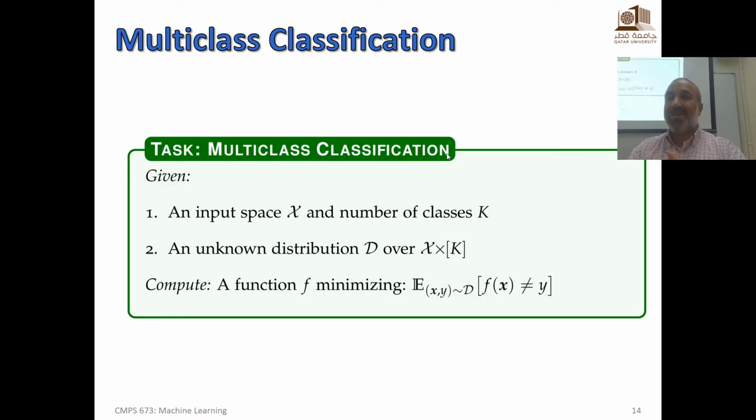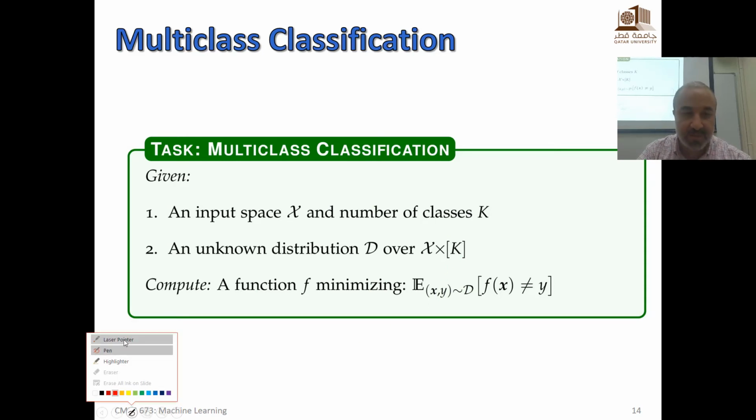So multi-class classification. This is the definition. If you see the definition here, the only difference between this and the binary classification is this K. So the label now is not positive or negative. It is one from K classes. So that's the only difference.